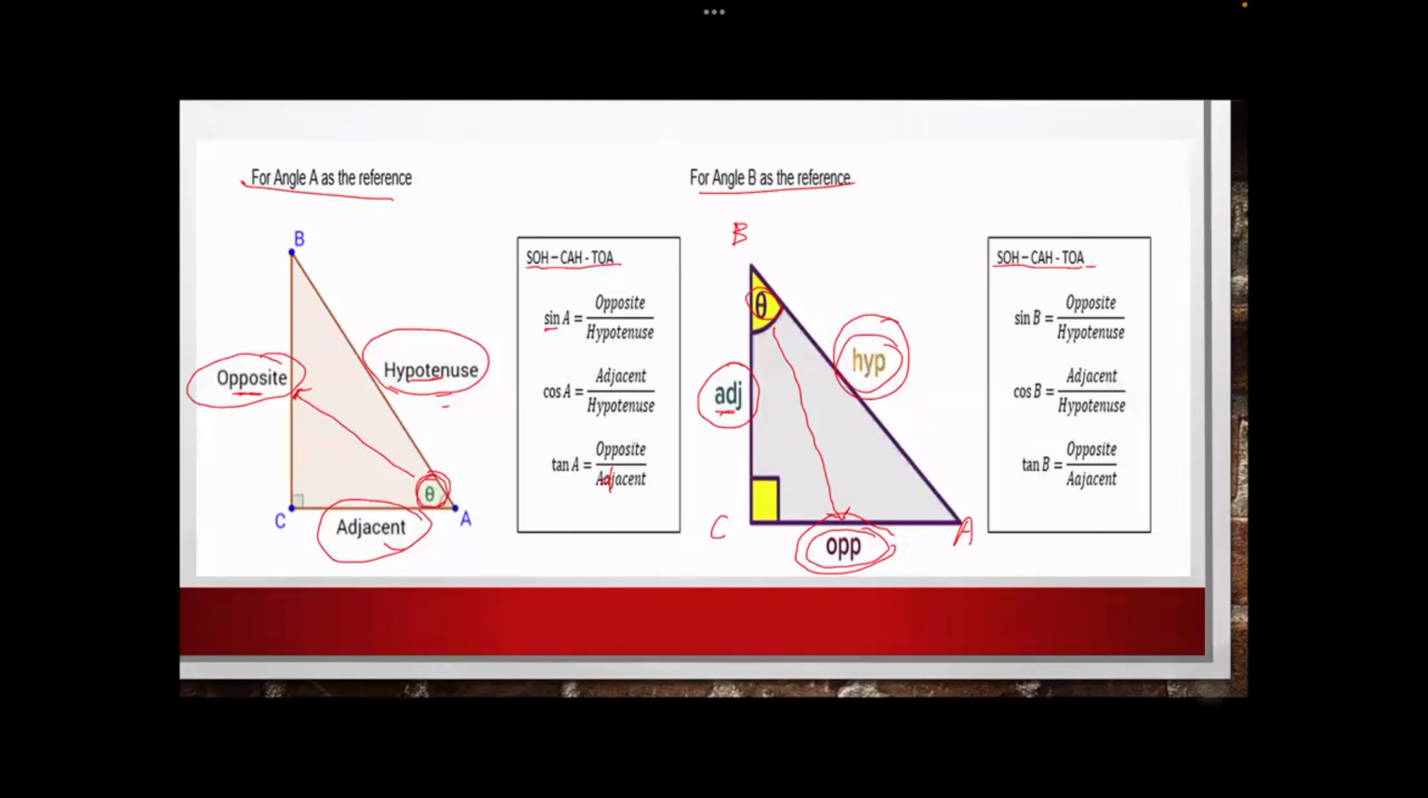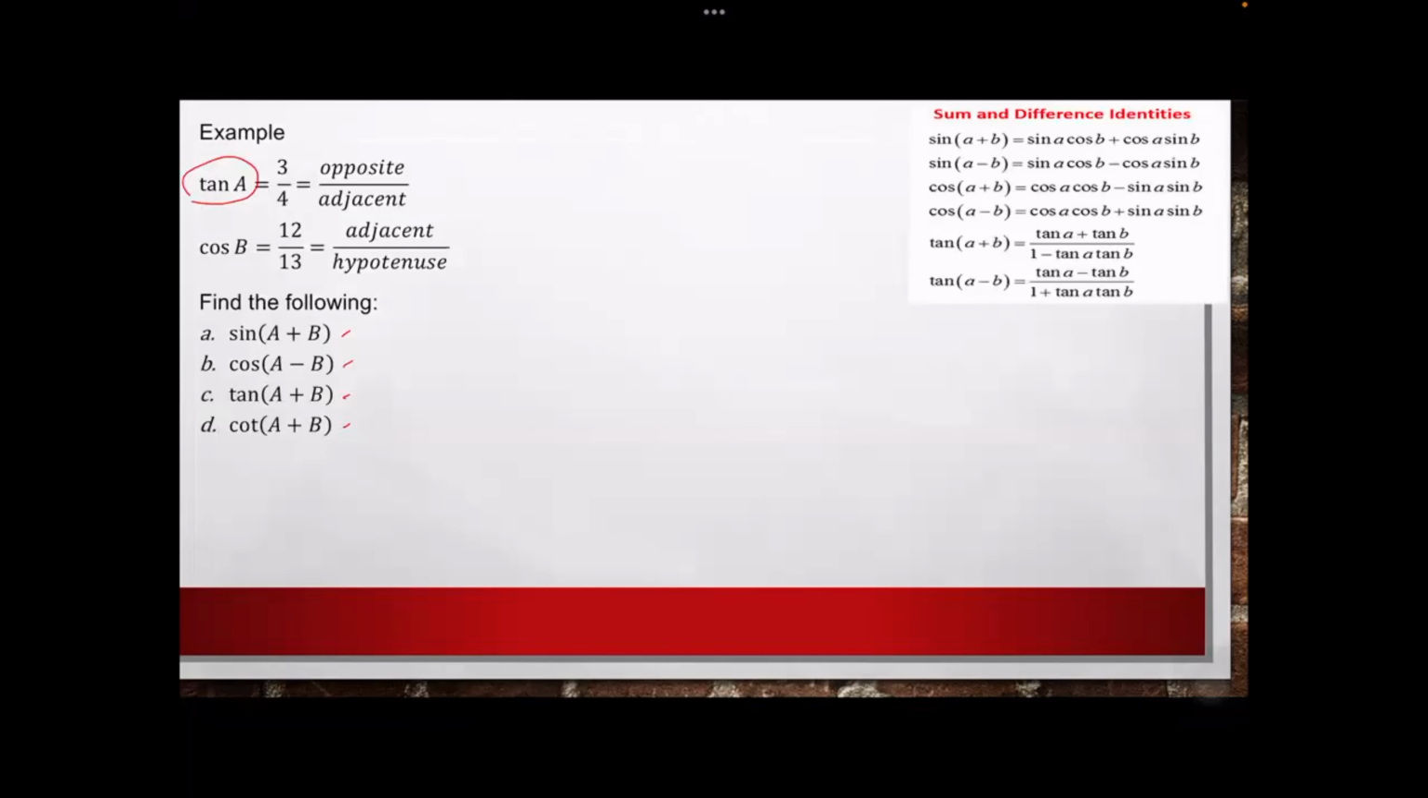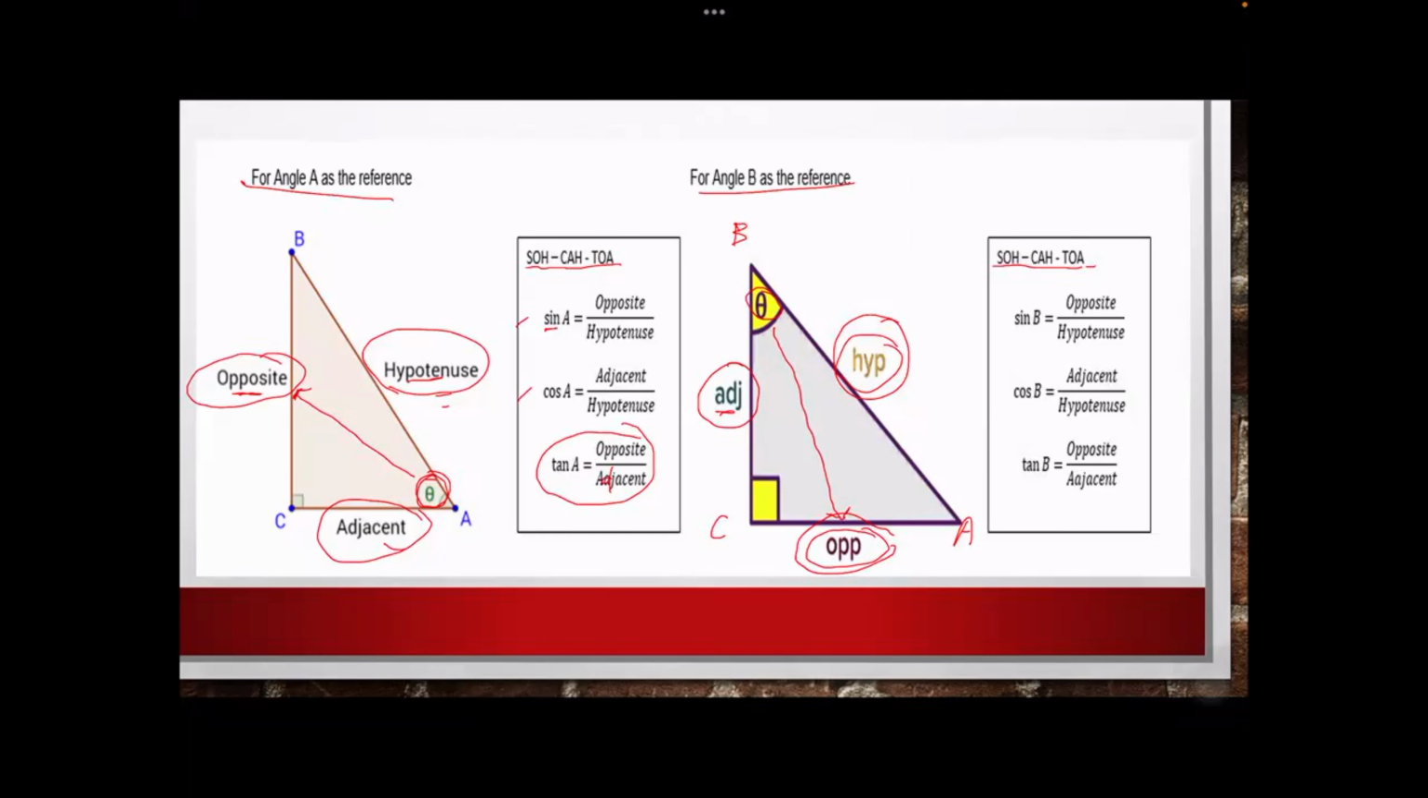Balik tayo dito. For the tan A, we have here the opposite over the adjacent. So therefore, ang kulang ay kumpletuhin natin ng sine at saka ng cosine. Sa kabila naman, it's cosine B. So therefore, kukumpletuhin natin, ito yung given. Kukumpletuhin natin yung sine B at saka tan B.